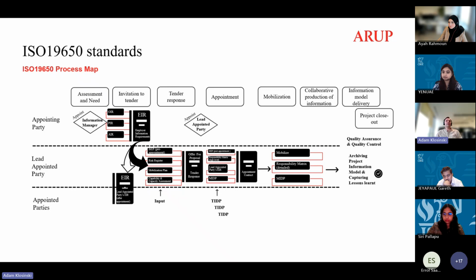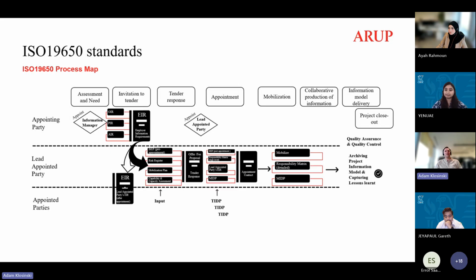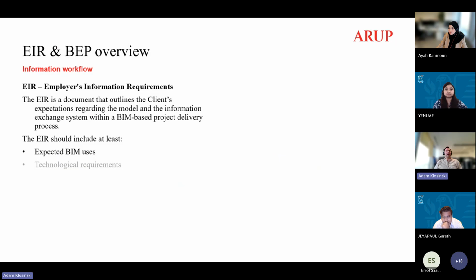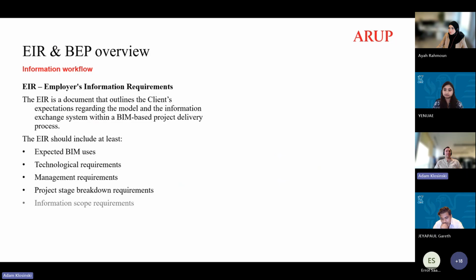And in each stage, you can see there is a need to prepare the appropriate documentation. The most important are two of them. The first one is the EIR, and this is basically what's expected from the client side about the investment, about what they want to achieve in terms of BIM and in terms of the information workflow. And the answer to this requirement in front of the client would be the pre- and post-contract BIM execution plan. So now in terms of the EIR, as has been described, this is the document which outlines the client expectation regarding the model and the information exchange.